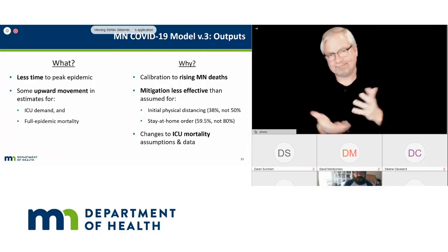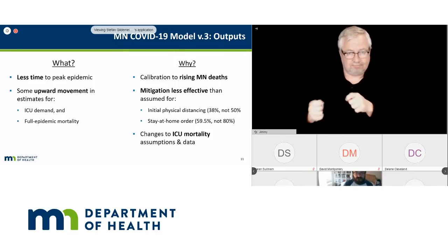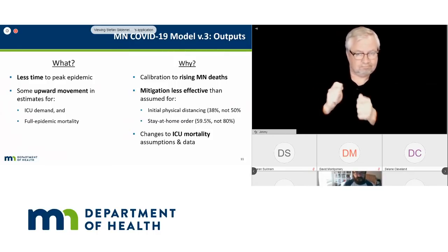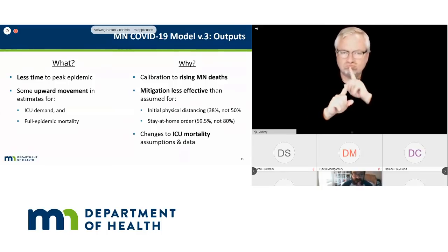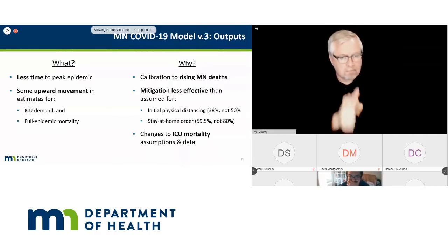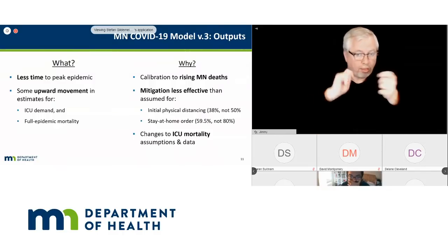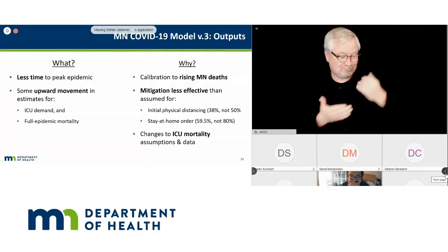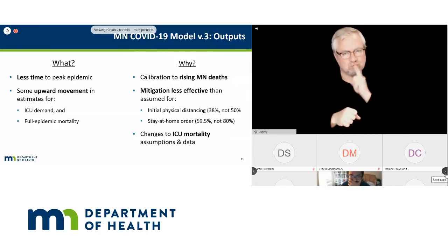It is possible for these mitigation effects to change further, depending on how the population interacts with response to good weather, or how compliance varies over time as the summer and the spring wear on. So we wanted to show you a one-to-one comparison between version 2 and version 3.